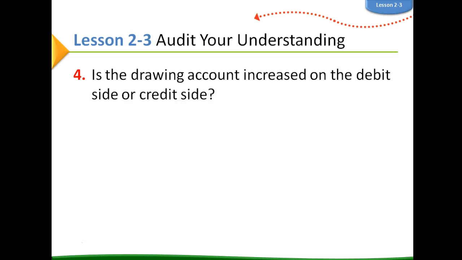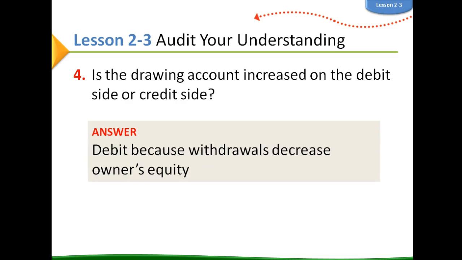Is the drawing account increased on the debit side, or is the drawing account increased on the credit side? And if you're having trouble remembering that, go ahead and look at the chart on page 47 to look at what's happening with the drawing account. A debit is where you would increase withdrawals because withdrawals decrease owner's equity. So the debit increases on the drawing account because the debit actually decreases owner's equity. So you just always want to be thinking about how that transaction impacts the accounting equation.